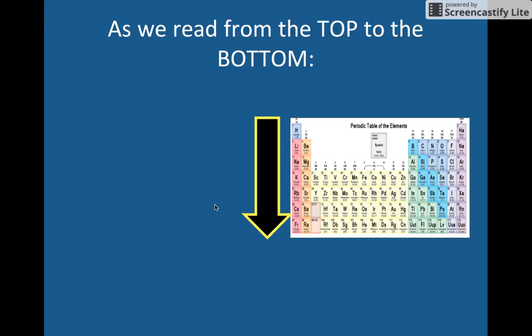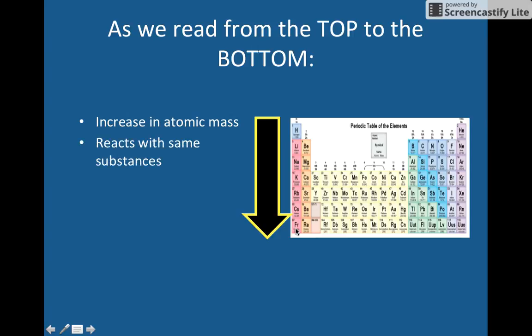As we read from top to bottom, a big trend you're going to notice, guys, is that the elements increase in mass as you go down this way. You're going to see the decimal number in the periodic table gets bigger and bigger as you go down. In other words, hydrogen is going to have a mass of approximately 1. As you go down here, the mass is going to get bigger and bigger and bigger until francium down here is going to have the biggest mass in that column from top to bottom.